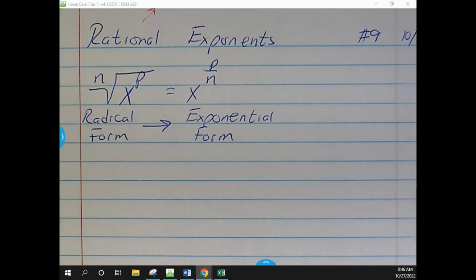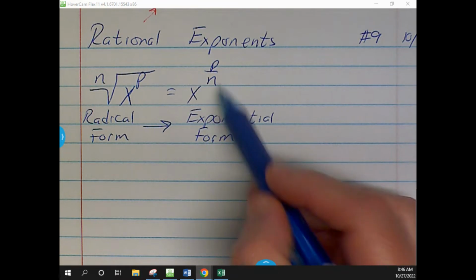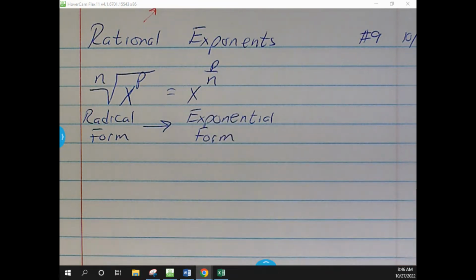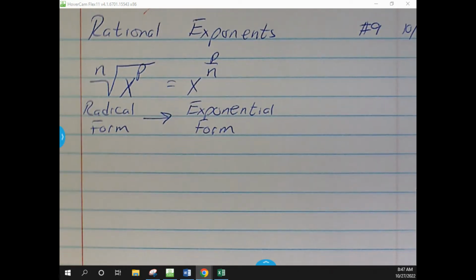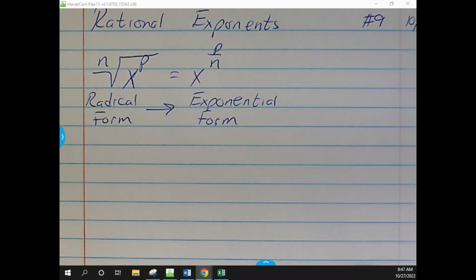Now, with the rational, sometimes it's going to be fractions. Sometimes it will simplify down to be a whole number. But that's what we're looking at doing in this case: taking something in radical form and then rewriting it in exponential form. And again, we've already done that, so it shouldn't be anything too complicated, because it's just putting a name to it now.